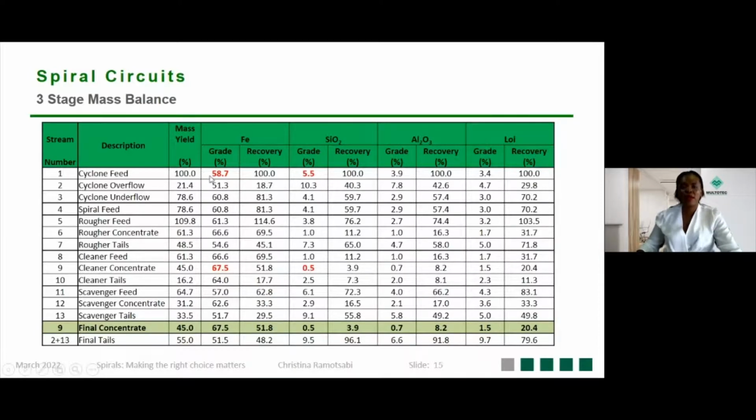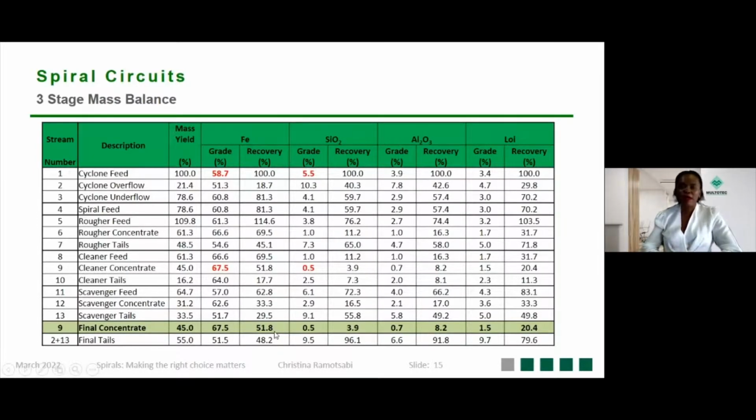So these are the results, which correspond directly with the flow sheet I showed in the previous slide. As you can see here, the head grade of the material feeding the cyclone was around 58% Fe. The spirals managed to upgrade it to 67% Fe. Similarly, on the silica side, we had about 5.5% silica in the feed, and that was downgraded to 0.5% in the cleaner concentrate. If you compare it with the product specification previously stated, the final concentrate met the customer specification. And this was achieved at a mass yield of about 45% and a recovery of 52%.